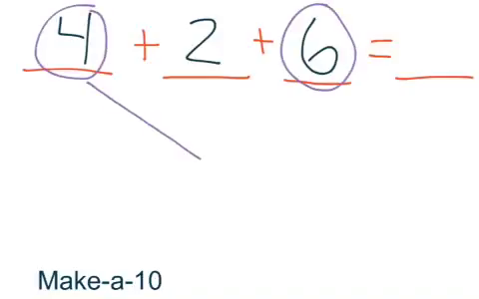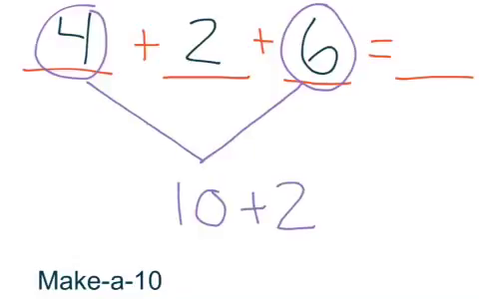Making a 10 is easier because 10s are easy numbers to work with. I've taught students how to circle and draw lines like I just showed you to make that 10. They then need to remember that they still have to add plus 2. If students are familiar with their 10 facts, 10 plus 2 is very easy to do mentally. 10 plus 2 equals 12.